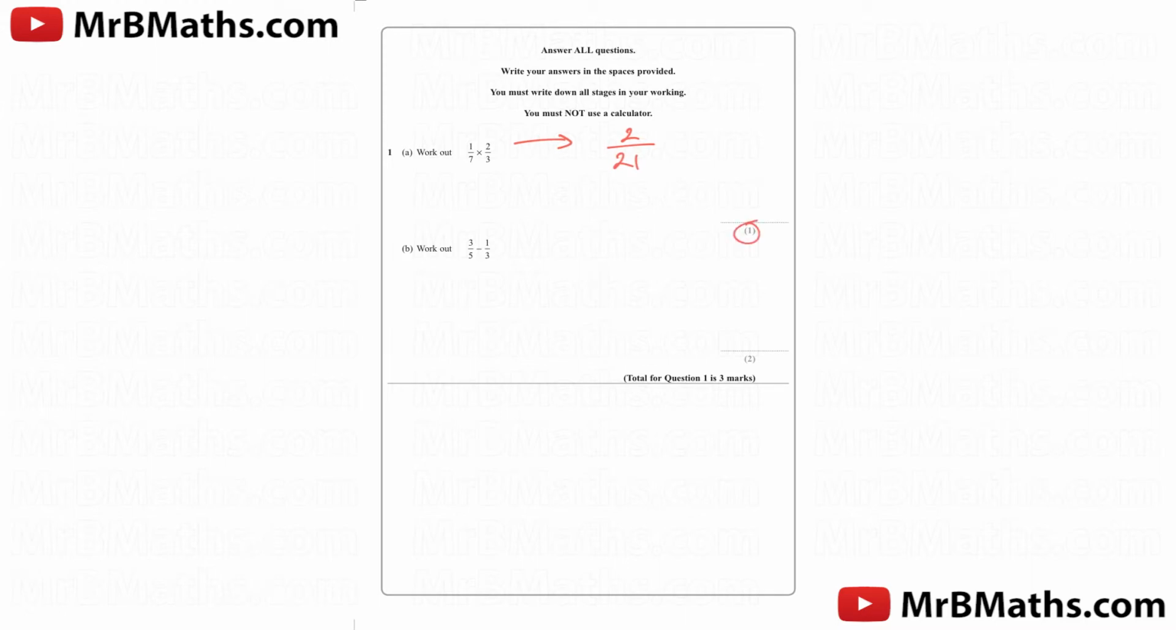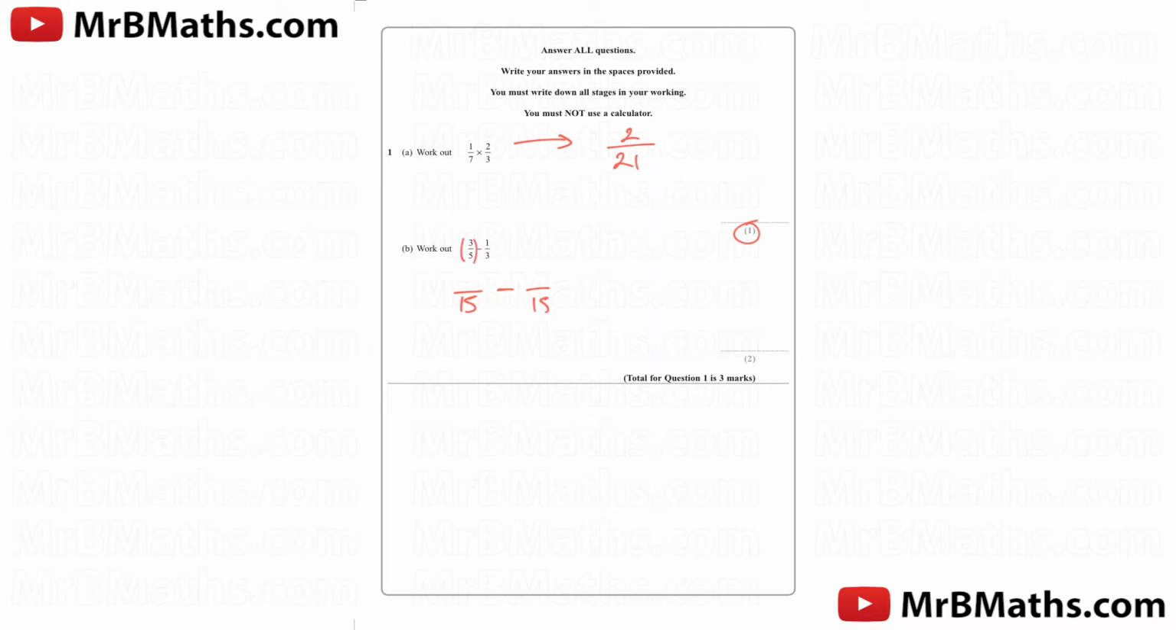Work out 3/5, take away 1/3. So adding or subtracting fractions is where you need to have the same denominator. So we need to find the lowest common multiple. So for 5 and 3, it will be 15. So we're going to have a fraction like so, both over 15.